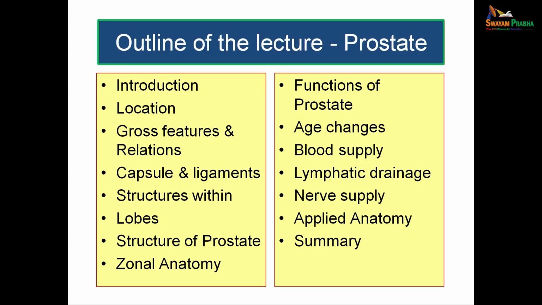Today's lecture will be under the following headings: an introduction to prostate, where it is located, what are its gross features and relations, capsule and ligaments related to it, structures which pass through the prostate, lobes of prostate and actual microstructure of prostate, its zonal anatomy, functions of prostate, age changes which take place in the prostate, its blood supply, lymphatic drainage, nerve supply, and we will end with applied anatomy and summarize the whole thing in the end.